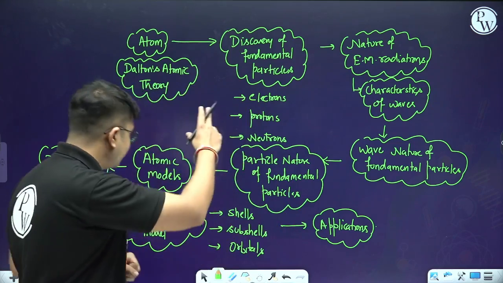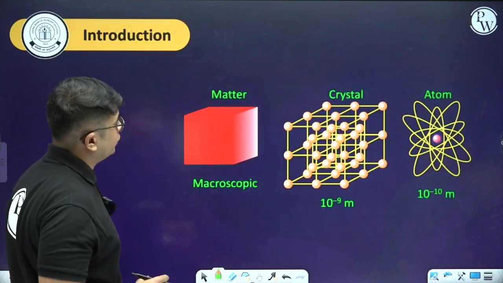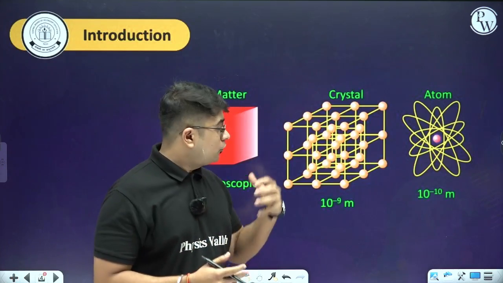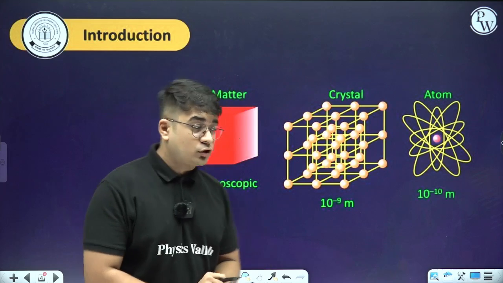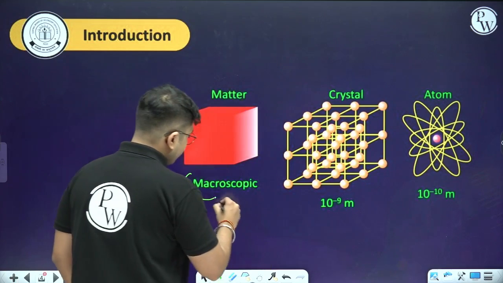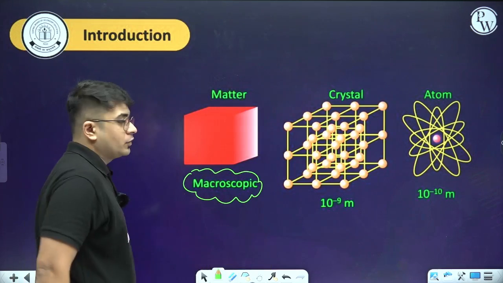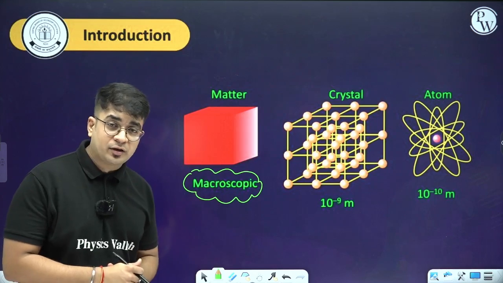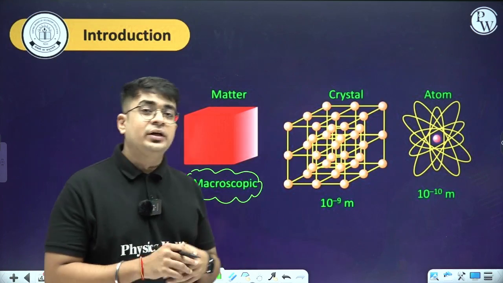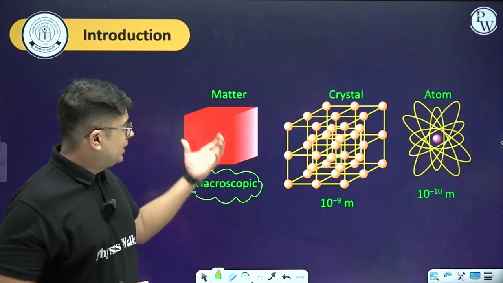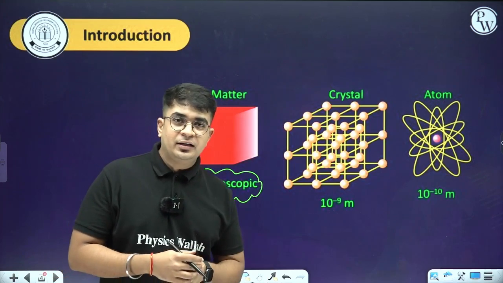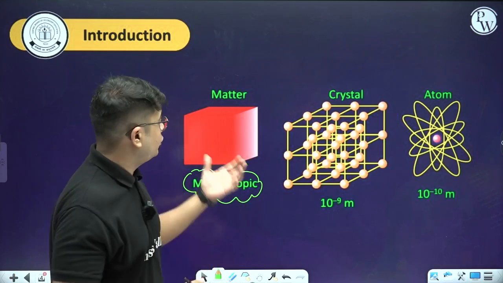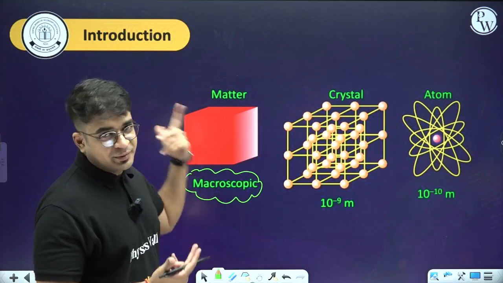Okay, so let's start with the first thing, which is Dalton's atomic theory. If I talk about the introduction part, we need to understand in what dimension we are discussing the atom. If I talk about the macroscopic scale, it is any type of matter which can be easily seen by the naked eye. The size of such matter is going to be very, very large. And you already know the basic idea of matter: anything which has mass, occupies space and can be felt by our senses is basically matter. The study of matter is nothing but chemistry.